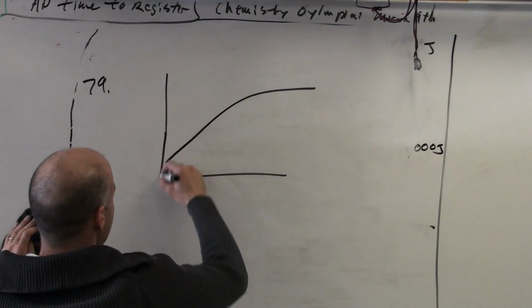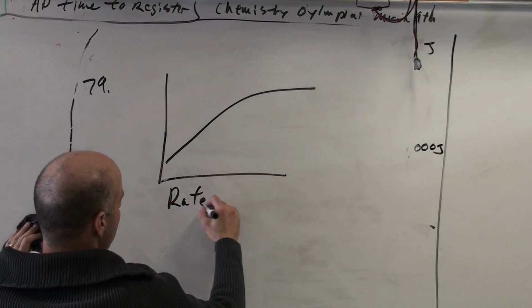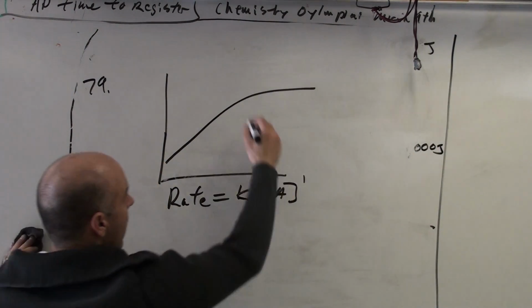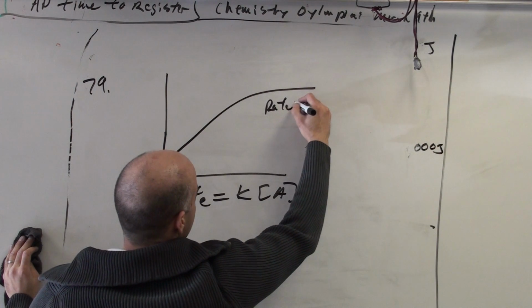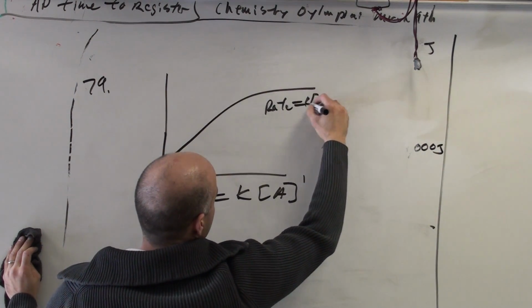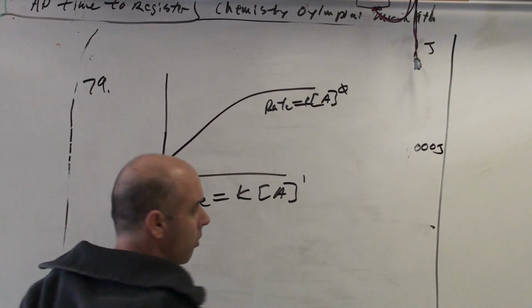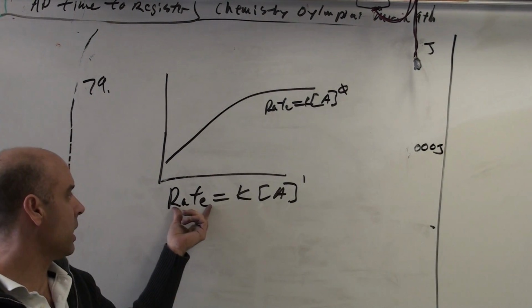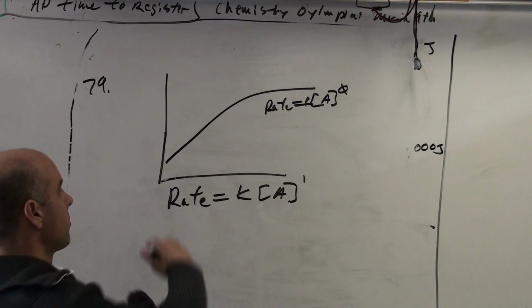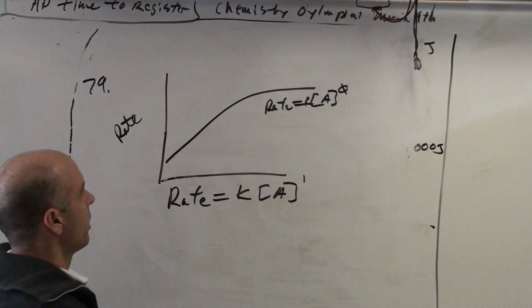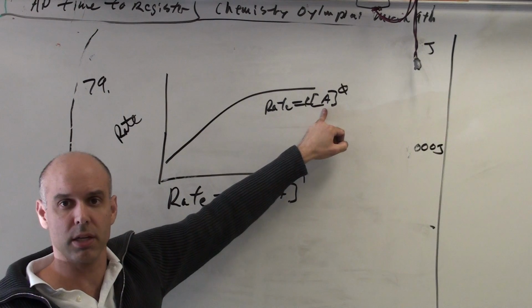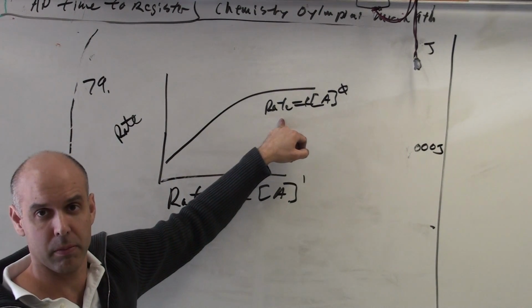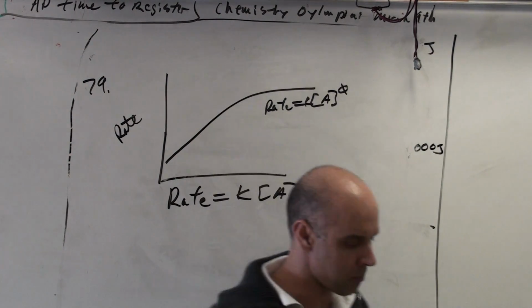So in the beginning, your rate law is first order. And then when you get into this plateau region, your rate law then switches over to zero order. So in other words, it's saying if I increase the concentration, my rate increases. But at a certain point, when I increase the concentration, the rate stays the same. Okay?